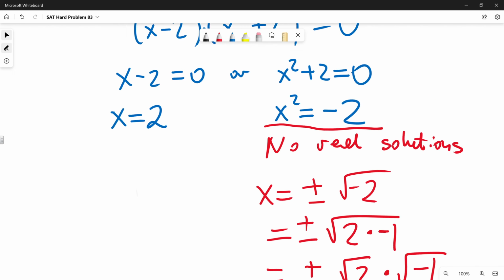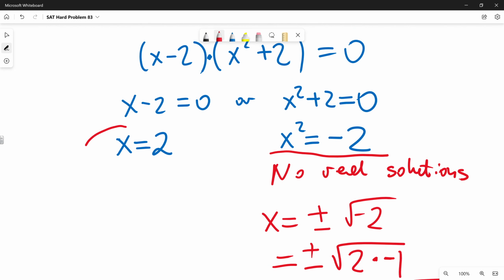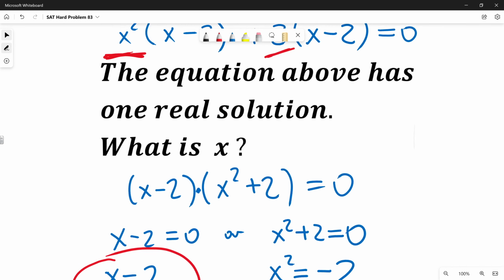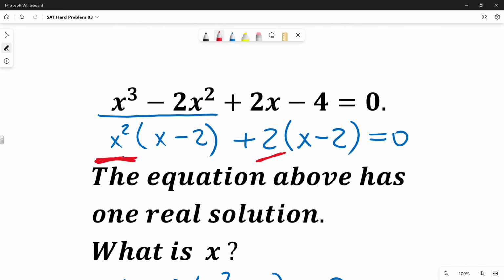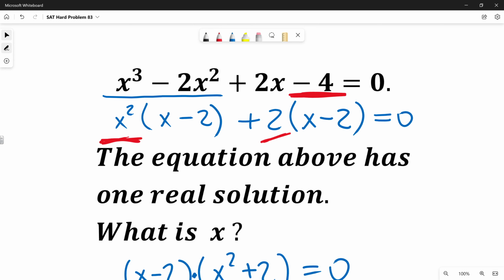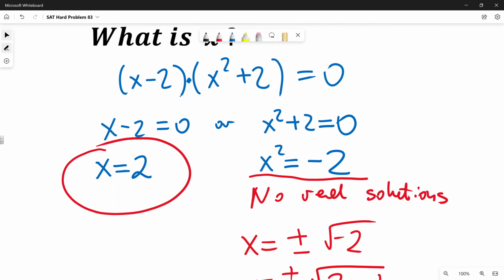So the only real solution for this problem is x is equal to 2. This is my real solution. This solution could be found as well by trial and error and substituting factors of this number minus 4. So we could just check plus or minus 1, plus or minus 2. And then we would find the same answer, x is 2.